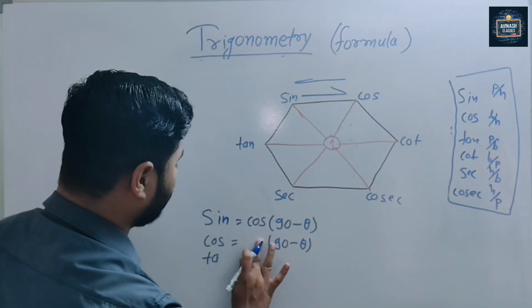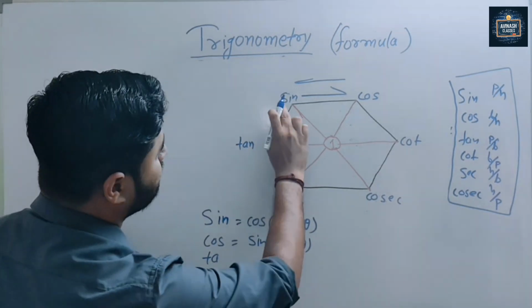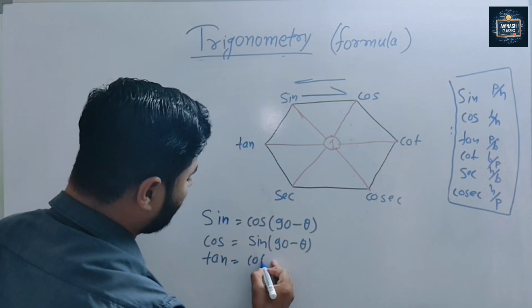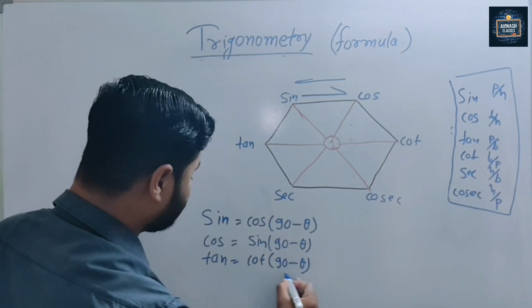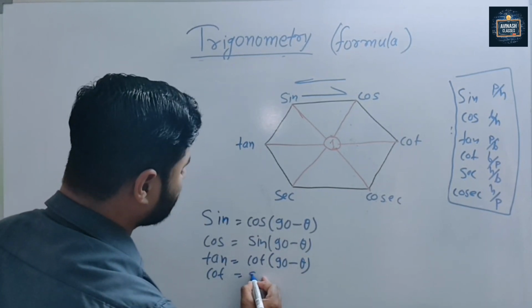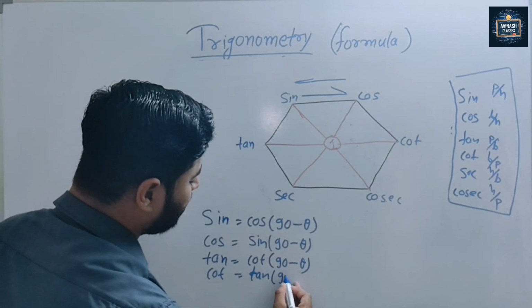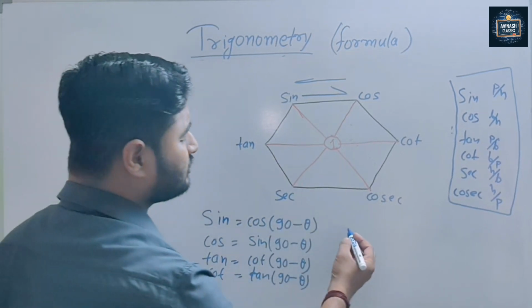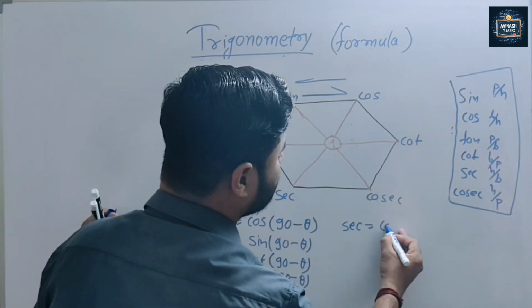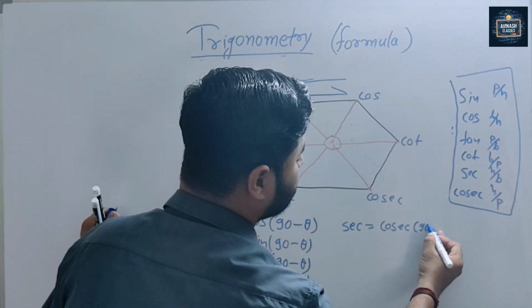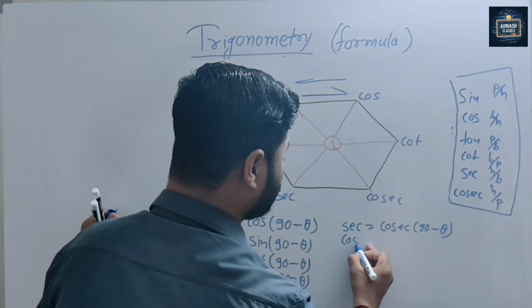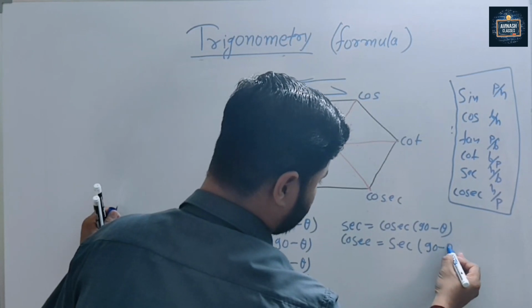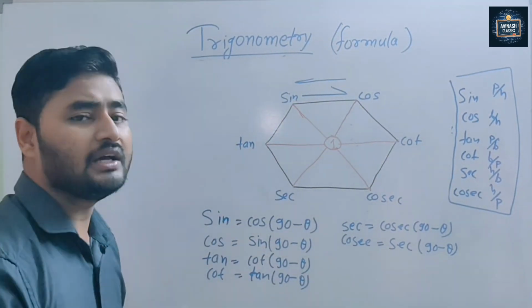Sorry, here I write sine. Yes, sine cos, cos sine. Now tan. So tan is equal to what? Cot of 90 minus theta. Now cot. Cot is equal to what? Tan of 90 minus theta. Understand? Now you can say sec is equal to what? So sec is equal to cosec of 90 minus theta. Now cosec is equal to what? Sec of 90 minus theta. This is the formula based on the complementary angle.